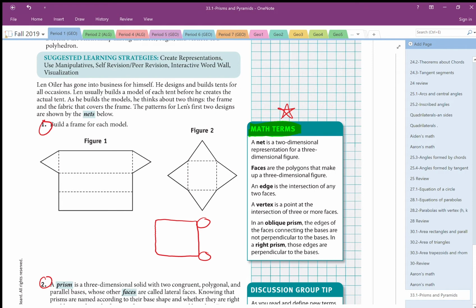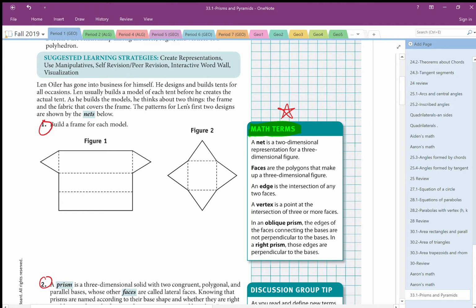An edge is the intersection of any 2 faces. So for the figures 1 and 2, here's an edge, here's an edge, here's an edge, here's an edge. When these are up, they're touching each other, so here's an edge, here's an edge. It's like that, all the sides of the parts of the figure.